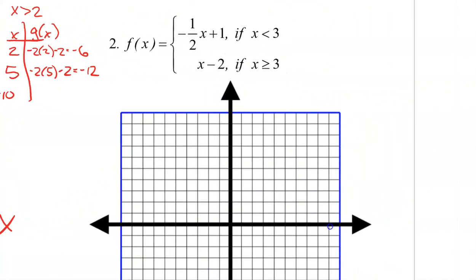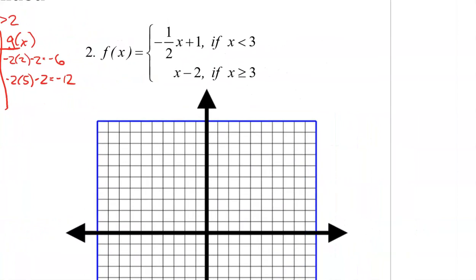Our next example. Here, f of x is defined for a piece of the graph strictly less than 3, and a second definition for x greater than or equal to 3. So this will include the entire domain. There will just be a point of discontinuity, perhaps, at x exactly equal to 3.